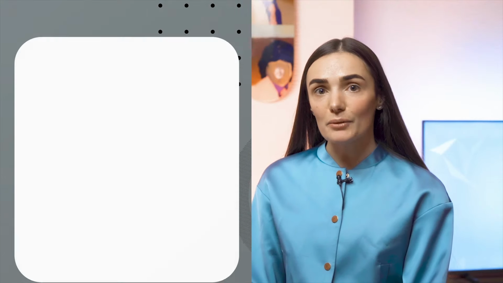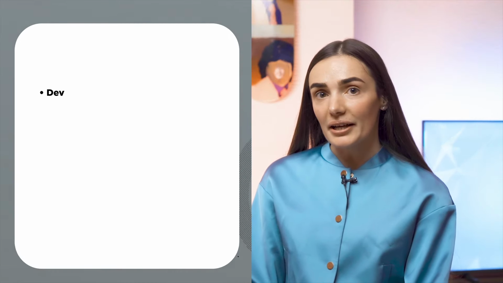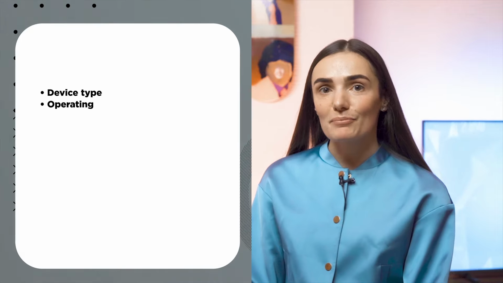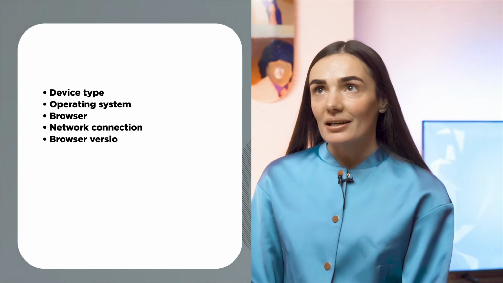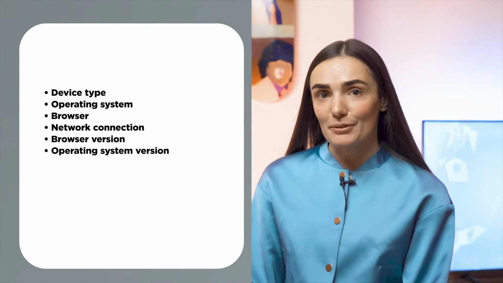Moving on to the next section, environment. This section contains information about the software and hardware environment where the bug occurred. Environment elements are device type, operating system, browser, network connection, browser version, the version of the operating system, etc.